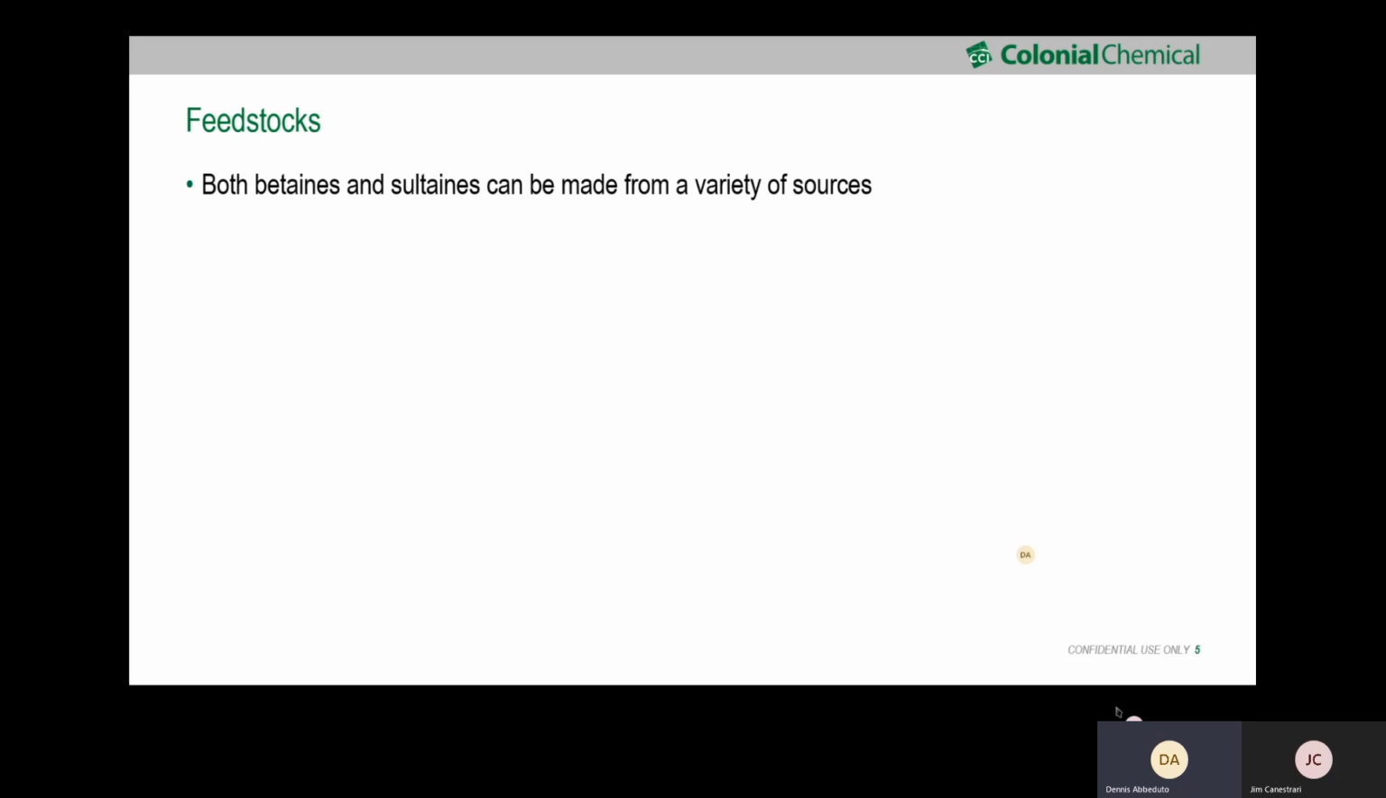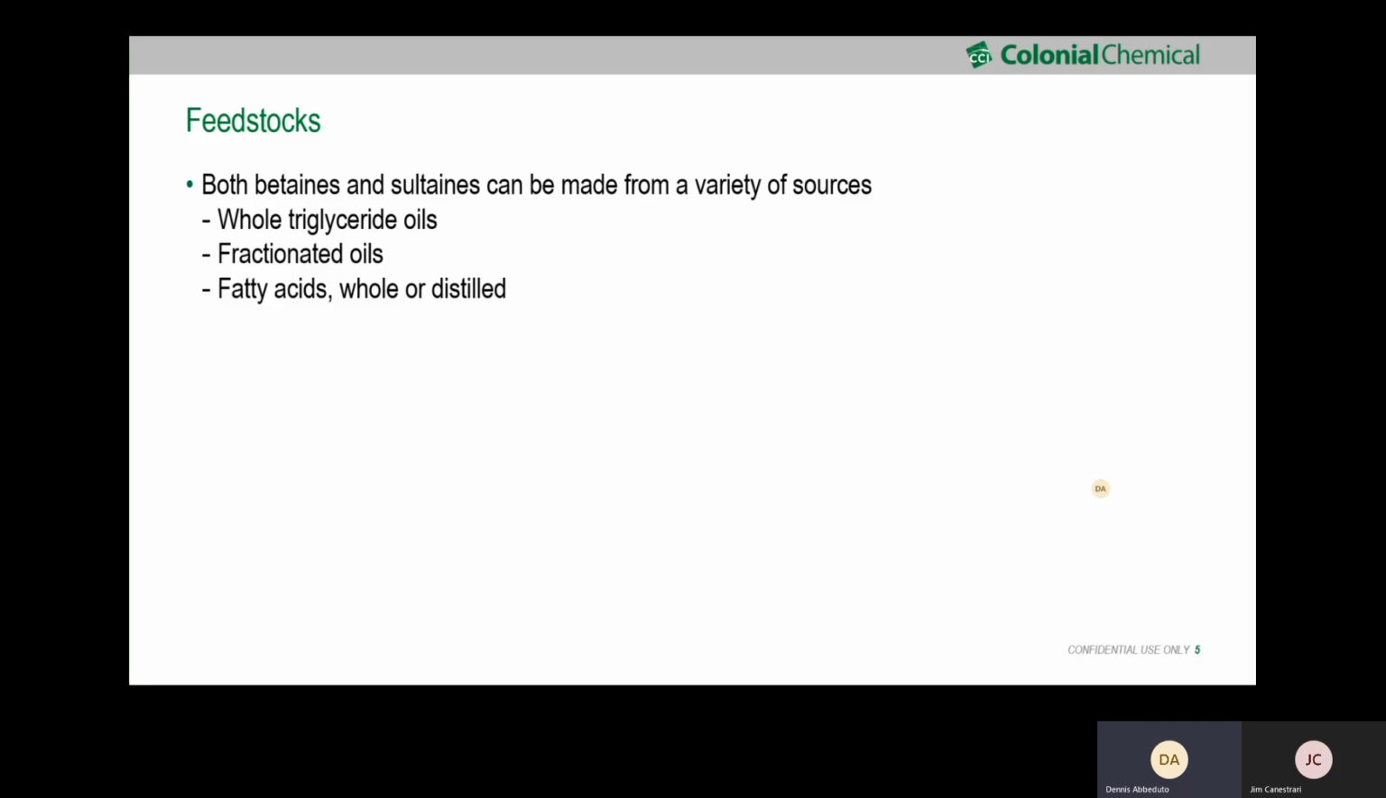So when we look at feedstocks for these chemistries, both the betaines and sultaines are made from a variety of sources, can be identical sources. Those include the whole triglyceride oils. These would be things like coconut oil or palm kernel oil. Other triglyceride oils have been used and can be used. We can use fractionated oils, so things like mid-chain triglycerides, sometimes also known as caprylic capric triglyceride, could be used to produce this chemistry.